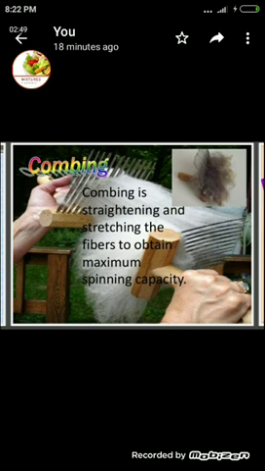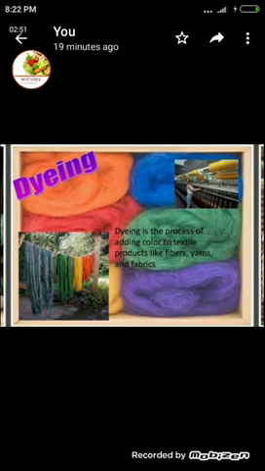And the next step is dyeing. Dyeing is the process of adding color to textile products like fiber, yarn and fabrics. Usually sheep and goats have black, brown and white fleece, meaning they have three colors, but apart from this we get many colored wools in the market, which is done by the dyeing process.